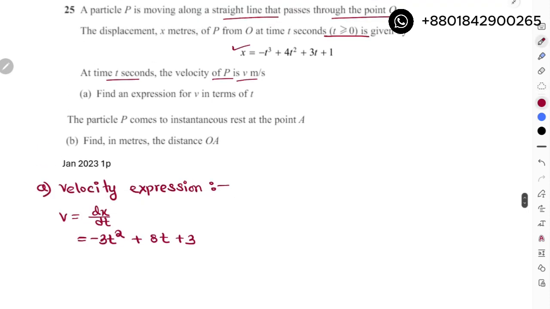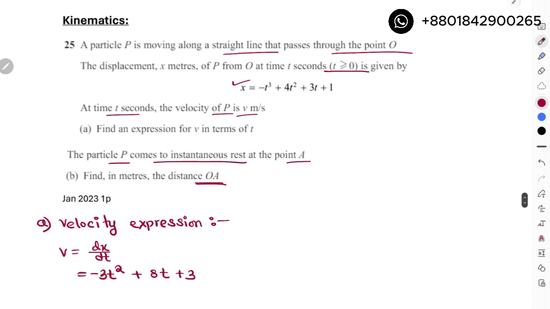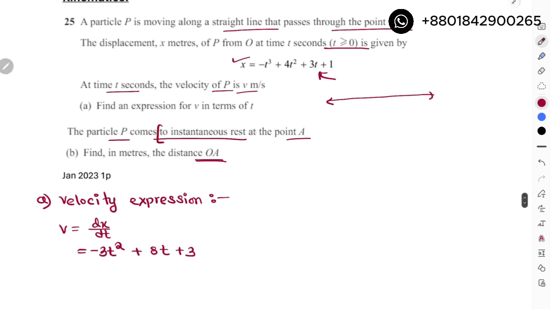After this, they are saying that particle P comes to instantaneous rest at point A, and we need to find the distance OA. In order to find the distance, whatever the time it takes for the particle to travel that OA distance, if I have that time, I'll just input that time in the equation and that will give me my distance. But the problem is I do not have my time. That time I'll have to calculate using this information that it is instantaneously at rest.